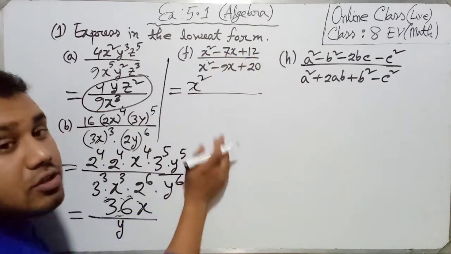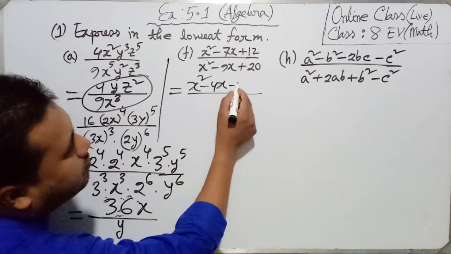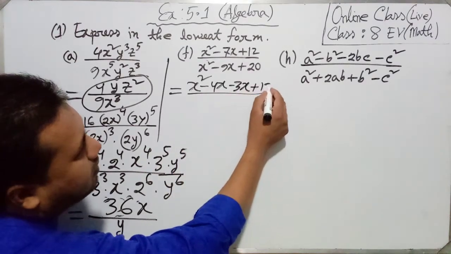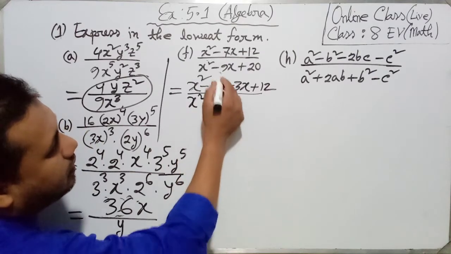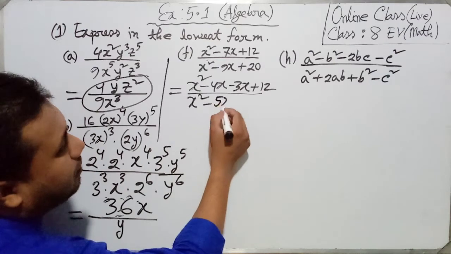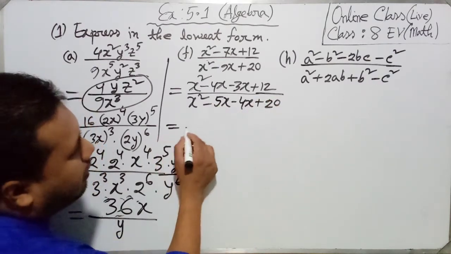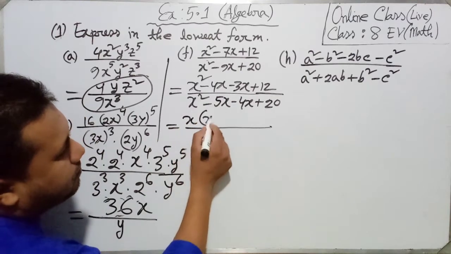Now this 7 and this 12, if we take 4 and 3, good. So it's minus 4x minus 3x plus 12. This 9 and 20, if we take 5 and 4, good. Minus 5x minus 4x, it will be 20. Now solve our process.